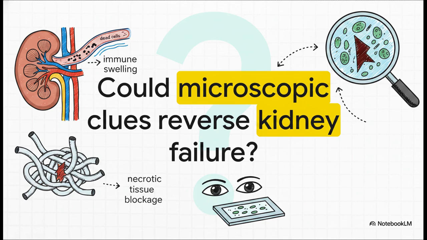So I'll leave you with this thought. Considering how incredibly quickly these distinct conditions shut down filtration, could mastering these microscopic cast differences be the ultimate key to reversing an AKI before permanent kidney failure sets in? By simply understanding whether a blockage is coming from dead cells on the inside, immune swelling on the outside, or necrotic tissue wedged in the plumbing below, we can tailor our treatments to be incredibly precise.